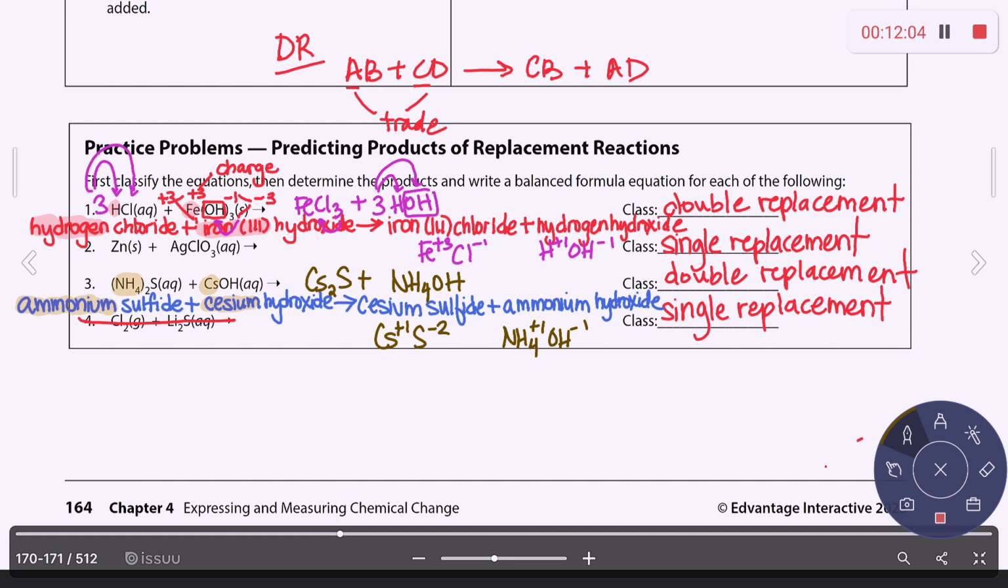And this is not balanced, unfortunately. You've got 2 cesiums right here. So I would put a 2 here to balance the cesium. Then you've got 2 hydroxides. So I would put a 2 here to balance the hydroxide. And then you've got 2 ammoniums. Well, you already have 2 ammoniums over here, so you're done. It's 1, 2, 1, 2 for the coefficients.